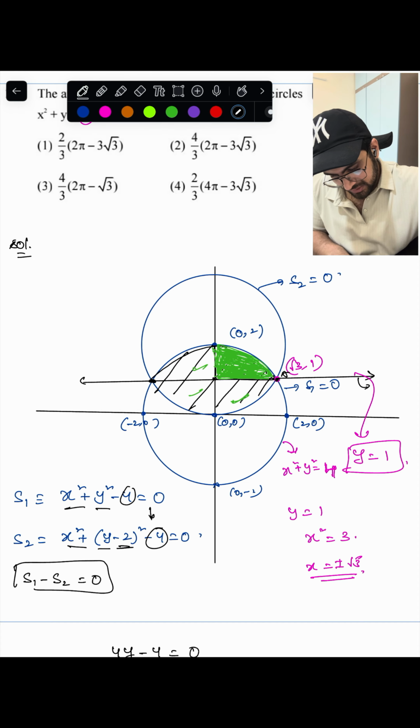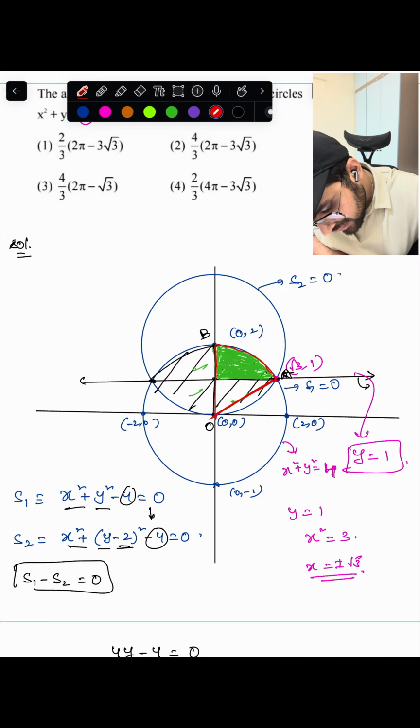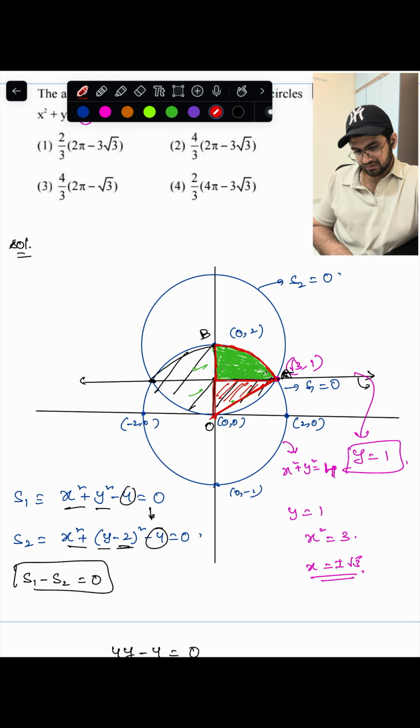Let me say this is O, this is A, this is B. Now I am considering the sector OAB. Let me find the OAB area. If I can find the sector OAB area, I can find this green shaded area by subtracting this triangle area.